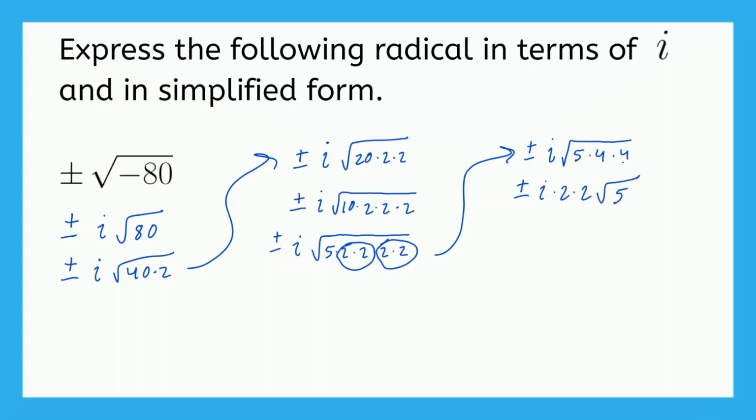All right, good. Just to be super clear, this square root of 4 became a 2 when we took it out of the square root. And this 4 became a 2 when we took it out of the square root. So now 2 times 2 right here will give us 4. So we're going to have i times 4 times the square root of 5. And this can be rewritten as plus or minus 4i root 5.